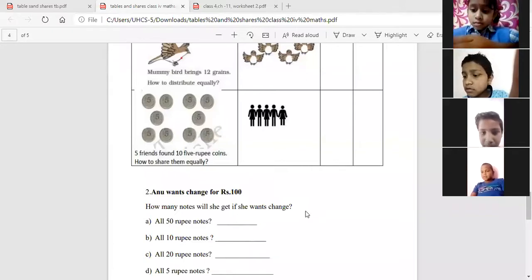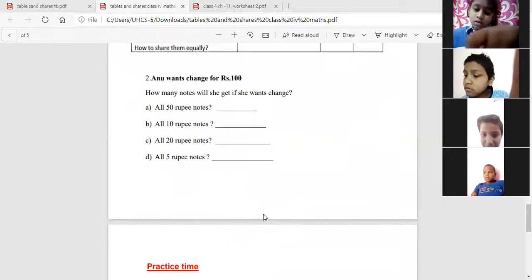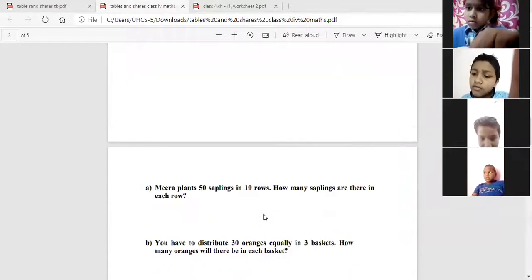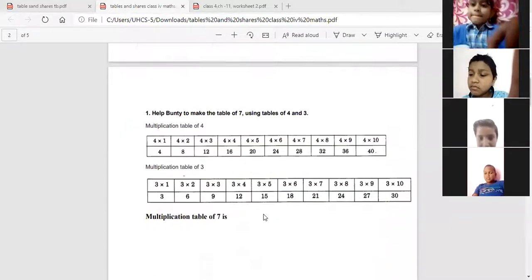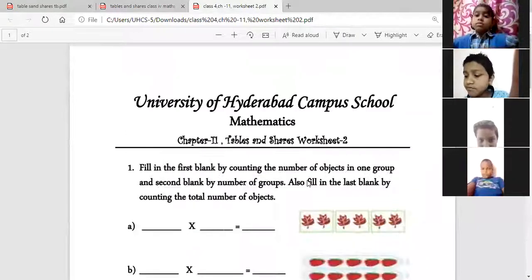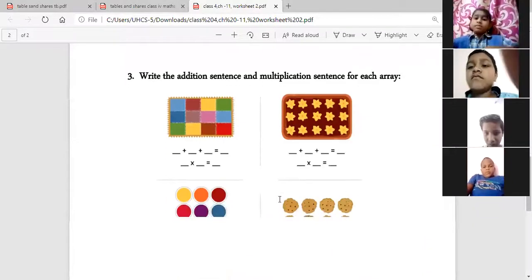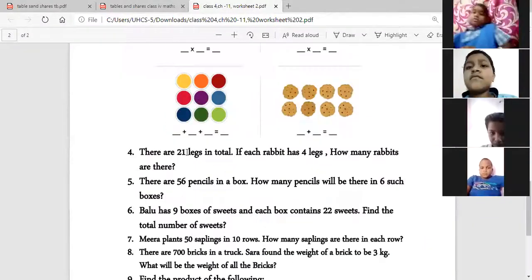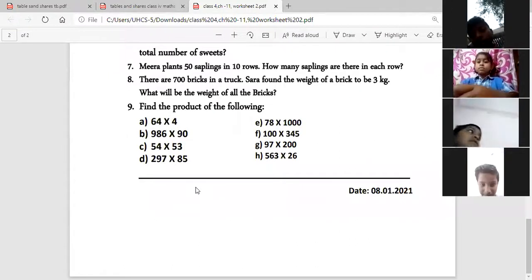This worksheet I already shared earlier. These sharing and distribution questions you might not have done. So whatever you have done, find the remaining questions and please complete them in the classwork. Along with that, I will share this worksheet today by afternoon because some corrections have to be done. Complete this worksheet also in the classwork.